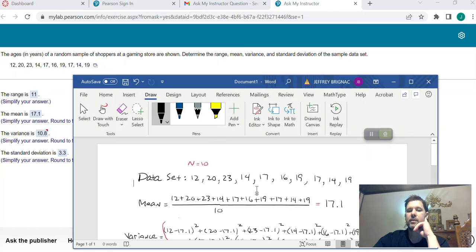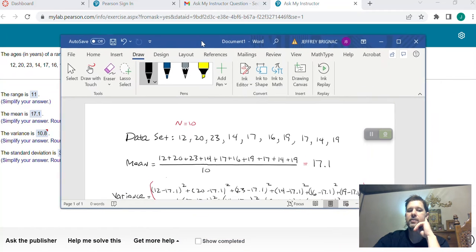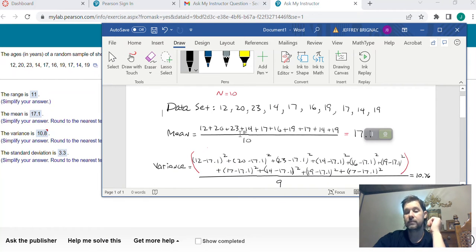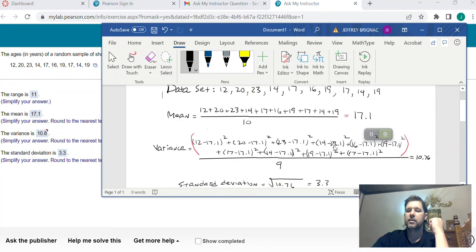All right, so what I did is I wrote down all the numbers and I was real careful to write them down correctly. And then for the mean, for a sample, you just add all the data together, divide by how many there are. So there's 10. We're at 17.1.